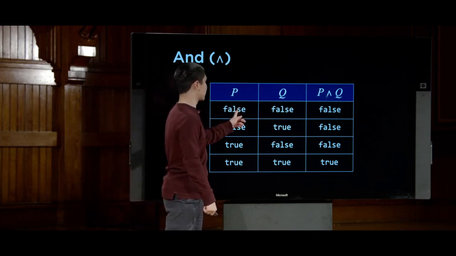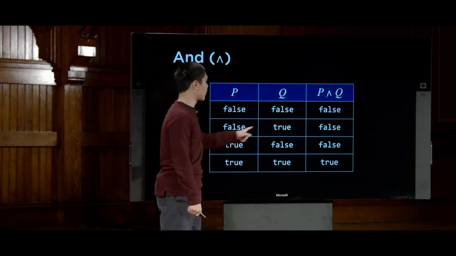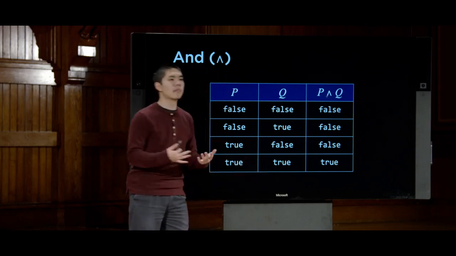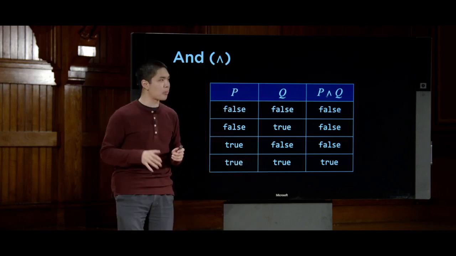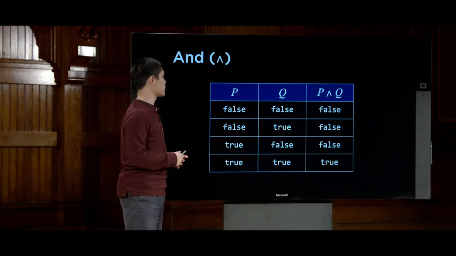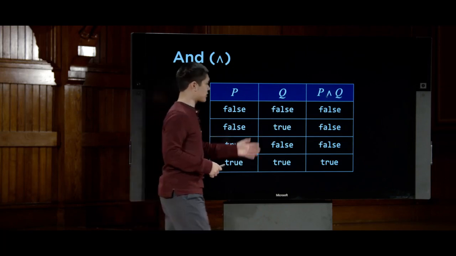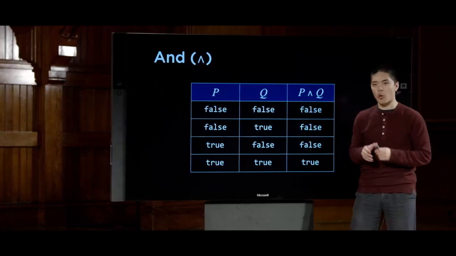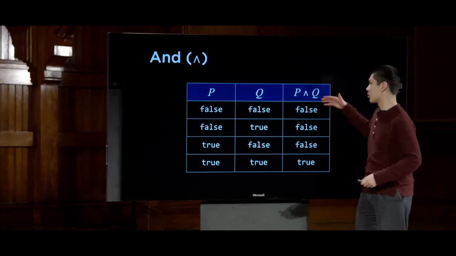So we have P is false and Q is false. We have P is false and Q is true, P is true and Q is false, and then P and Q both are true. And those are the only four possibilities for what P and Q could mean. And in each of those situations, this third column here, P and Q, is telling us a little bit about what it actually means for P and Q to be true.